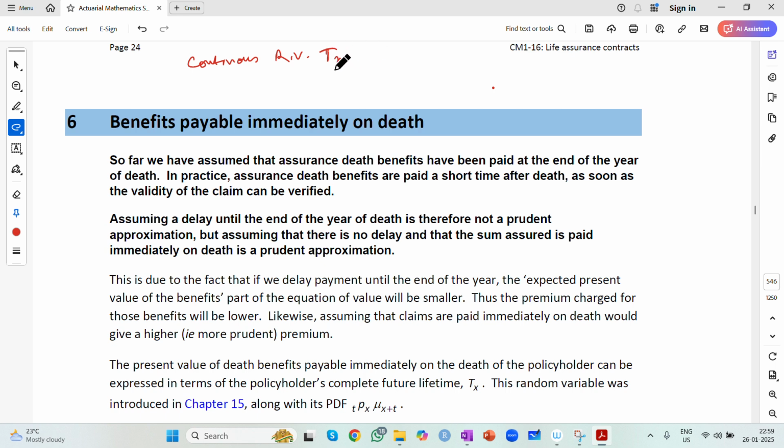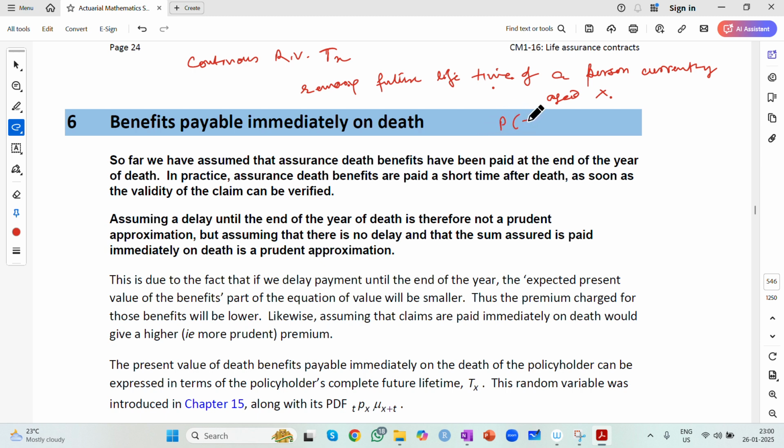Just a recap, T_x is a continuous random variable which denotes the remaining future lifetime of a person currently aged x. As this is a continuous random variable, the probability has to be calculated only for a range, not for a particular point.